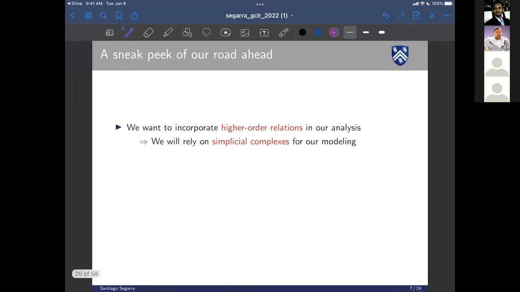Okay, good. So this is our road ahead for the next half an hour or so. First, we want to incorporate higher order relations, as we mentioned, and we'll do that through the construction of simplicial complexes in our models.